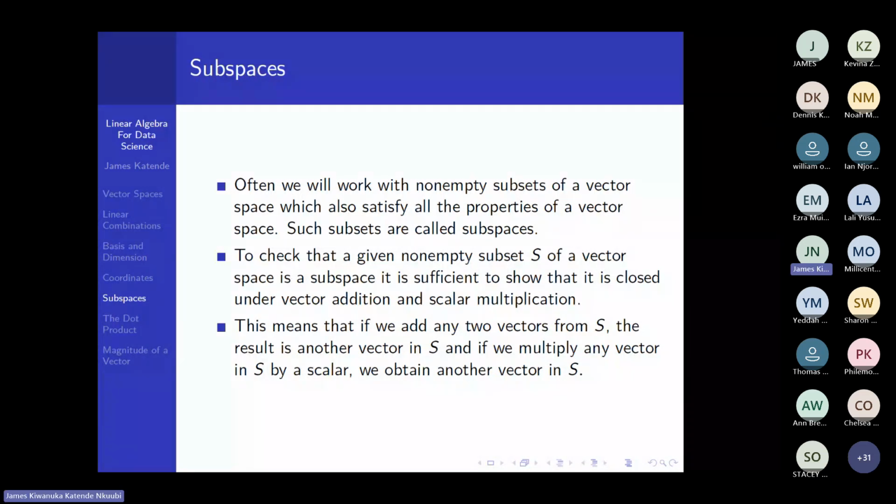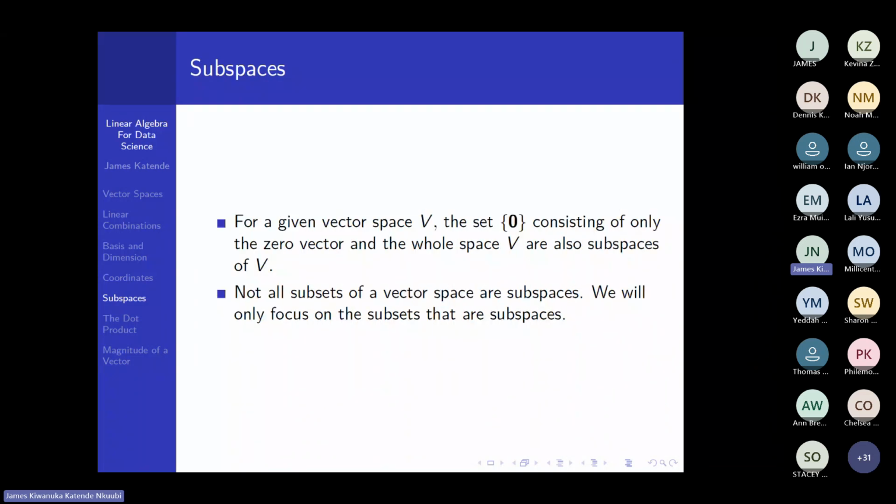So that's basically the idea here. We have a vector space, we pick a subset, and that subset turns out to be also a vector space. So that subset will be called a subspace.